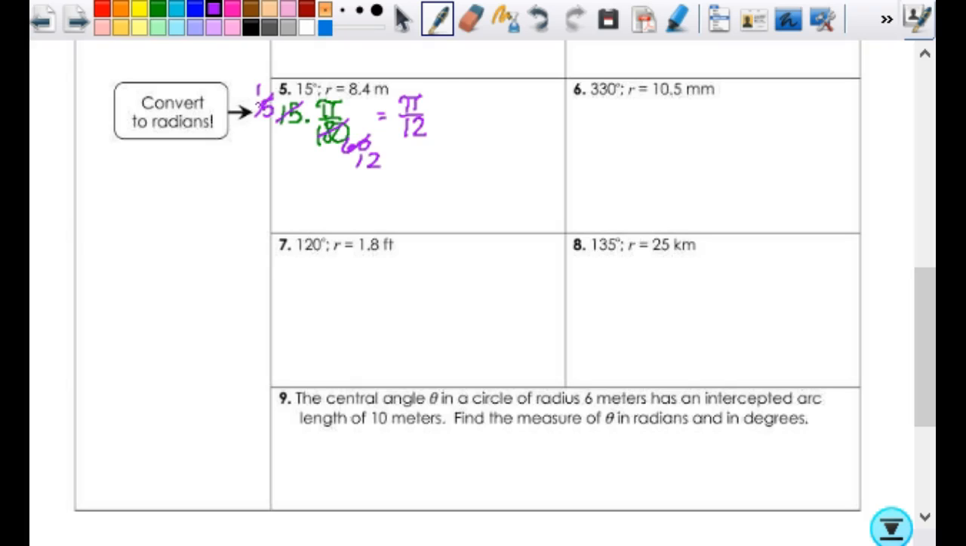All right. So is this my final answer? No, that's just theta, right? That's just what I needed. I needed it in that form to be able to work the question. So then this gives me S equals the radius, which is 8.4 times pi over 12. Okay. So what do we get for the exact answer?